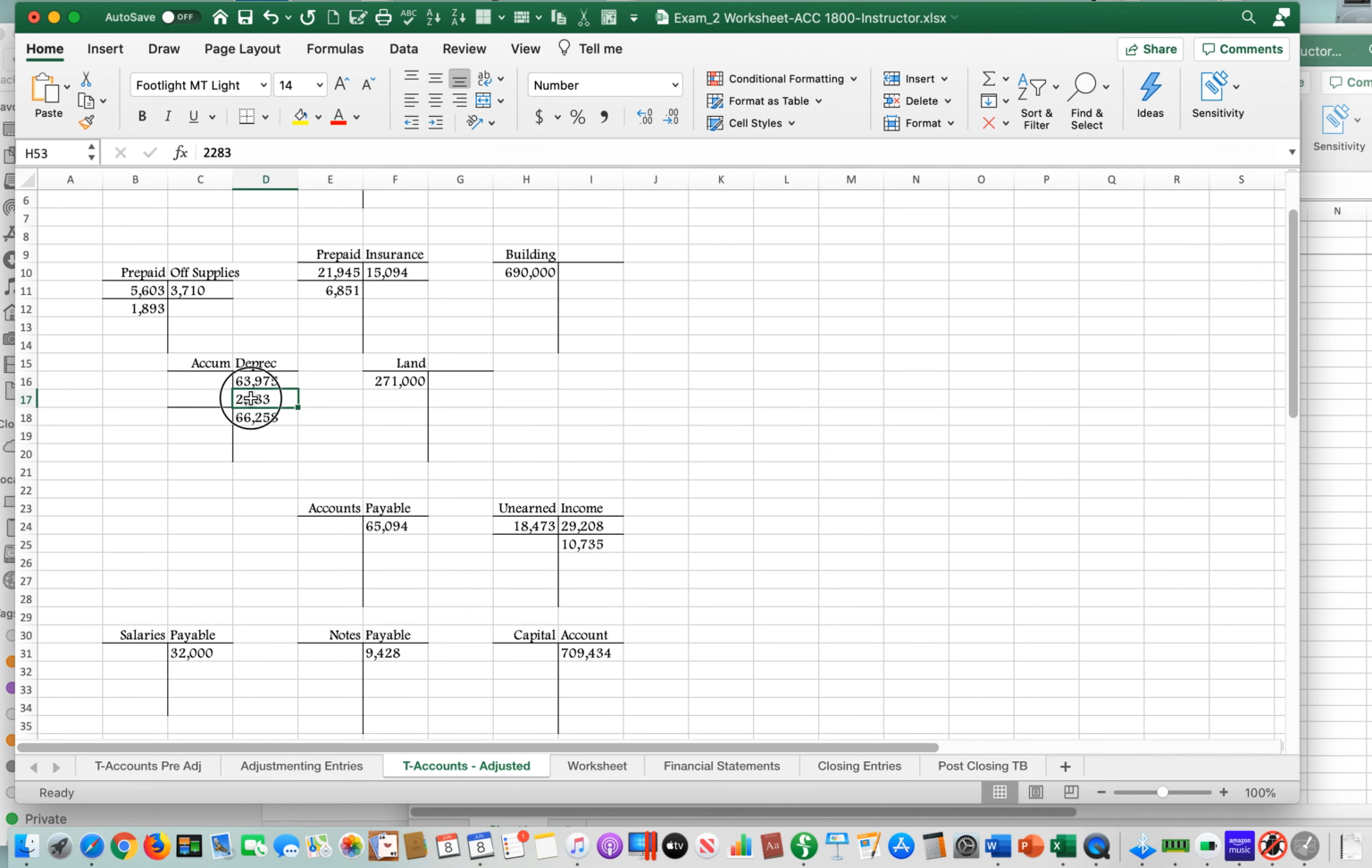Here's accumulated depreciation. We already have some in there because this is not a new building. You bought it for some time. So far, you're going to add another $2,283 to the depreciation you've already accumulated. So now we have a balance. Credit plus a credit is another credit. So now we have a balance in the accumulated depreciation account of $66,258. Okay?